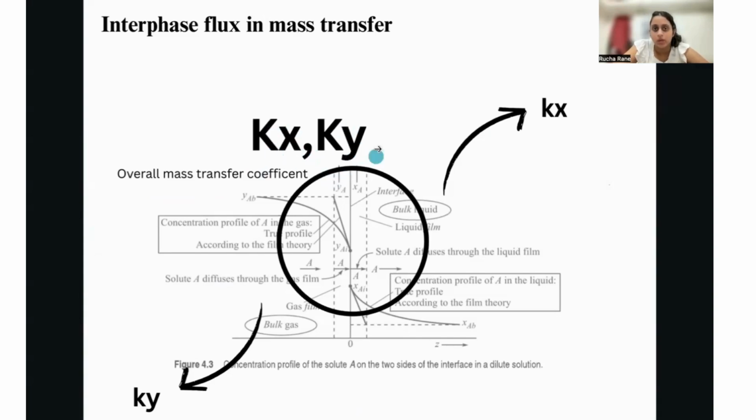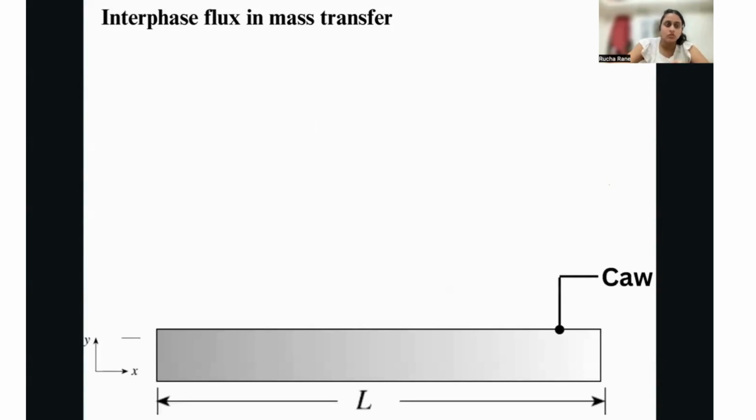This x and y suffix is used so that we know in which phase context the mass transfer equation needs to be defined. That is the purpose of the suffix x and y. Okay, now to simplify things, or to quantify things, we will consider one situation.